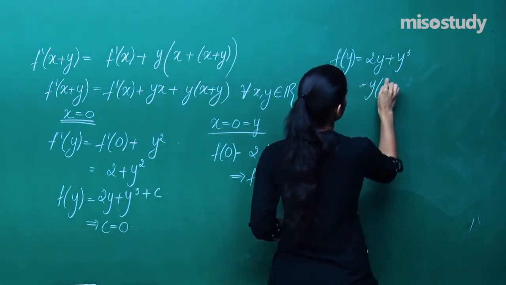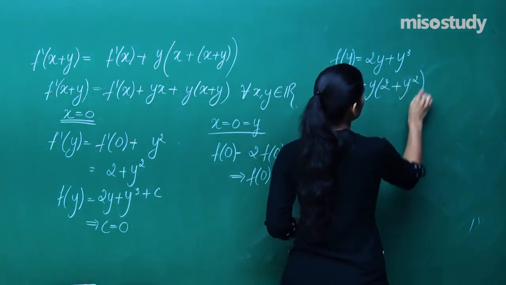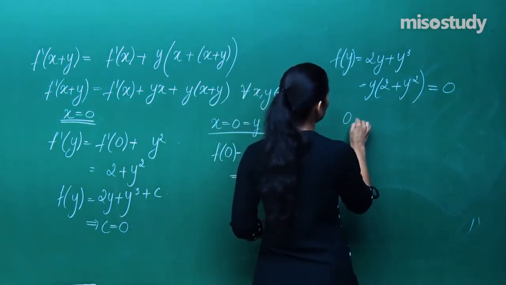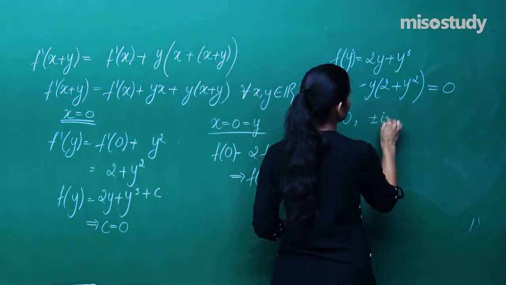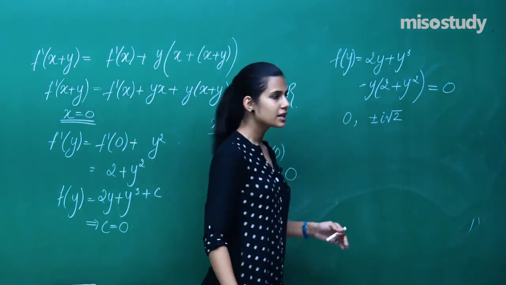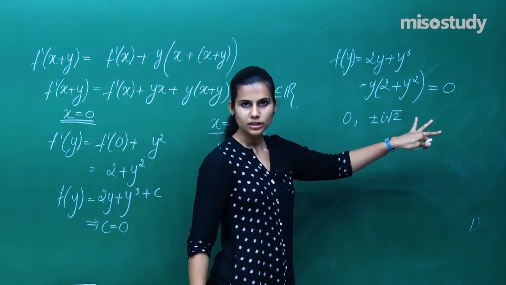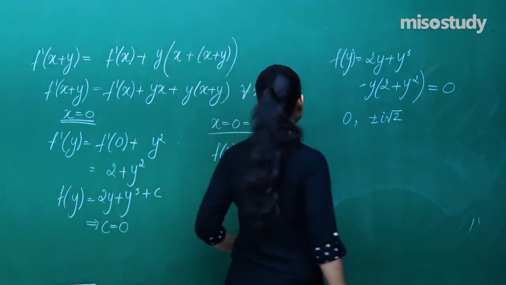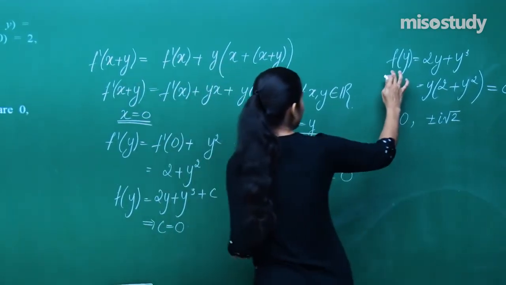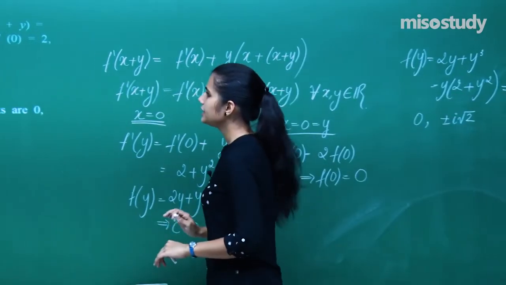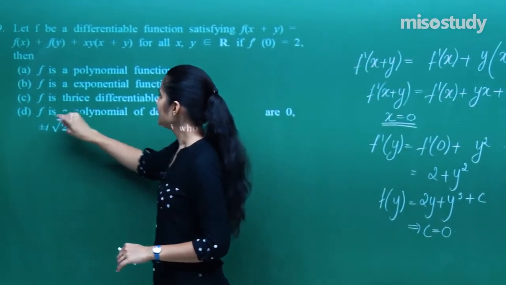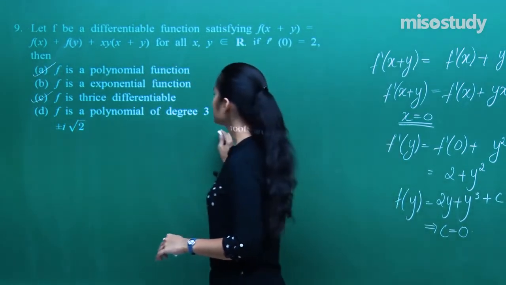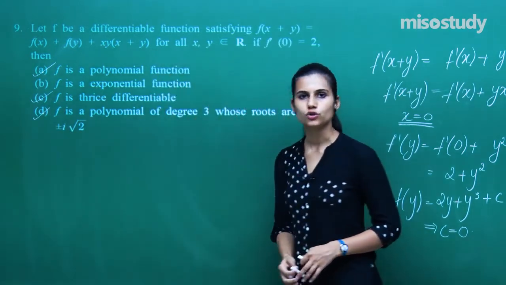Take out y common, you are left with 2 plus y square. If you put this equal to 0, what are the roots coming out to be? 0 and plus minus iota root 2, isn't it? Because y square equals minus 2, y equals plus minus root 2 iota. So your answer is that f of y is a polynomial of degree 3. It is thrice differentiable, it is a polynomial function, and it is of degree 3 whose roots are 0 and plus minus iota root 2.